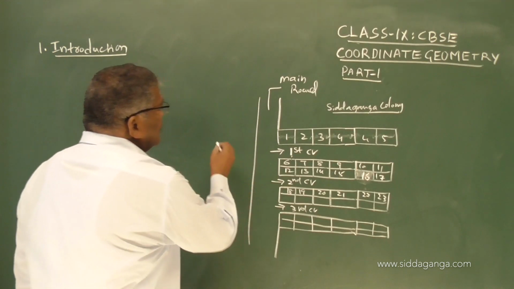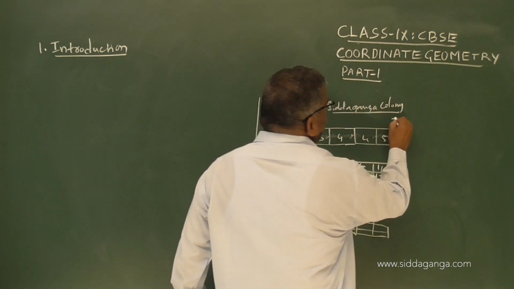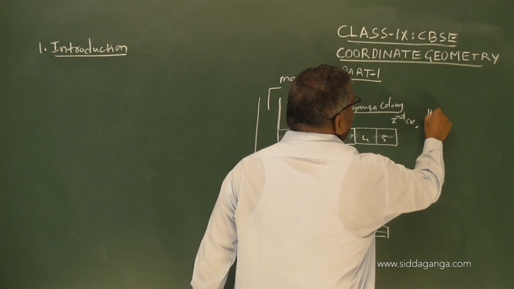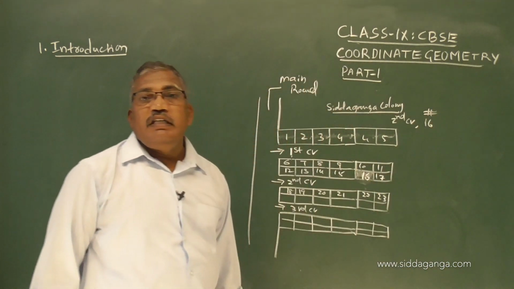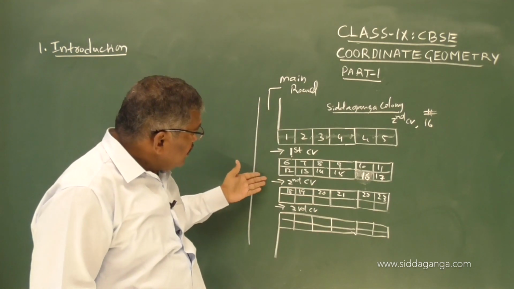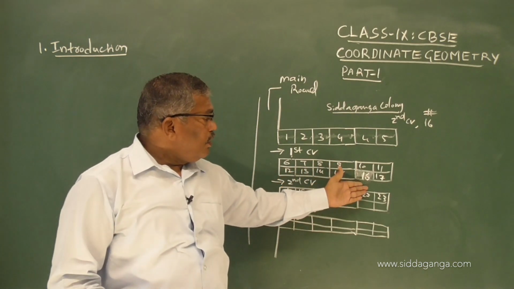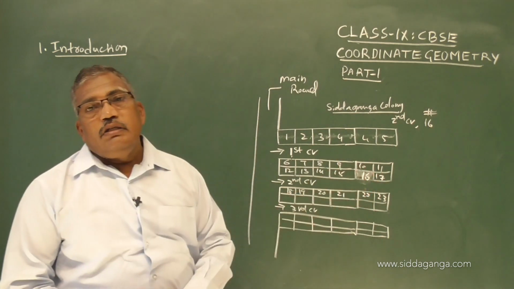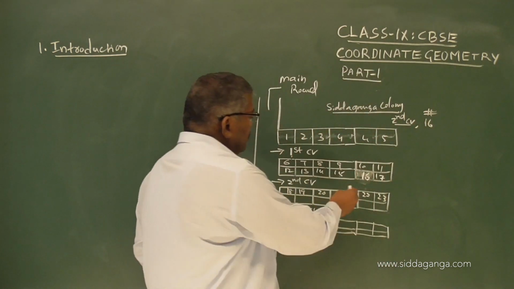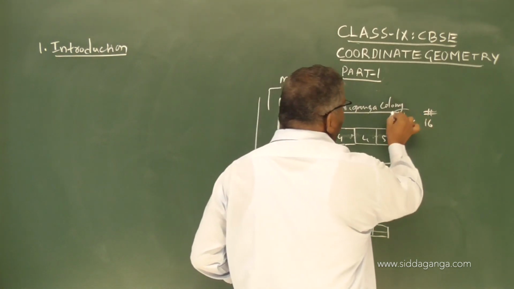If he says the address as Siddaganga colony, second cross, house number 16. If he says like this, you need not have to search it. Straight away you can enter into second cross. From second cross, if you look left and right, you will get. So if he says second cross, after you enter, it will be on the left side or right side.